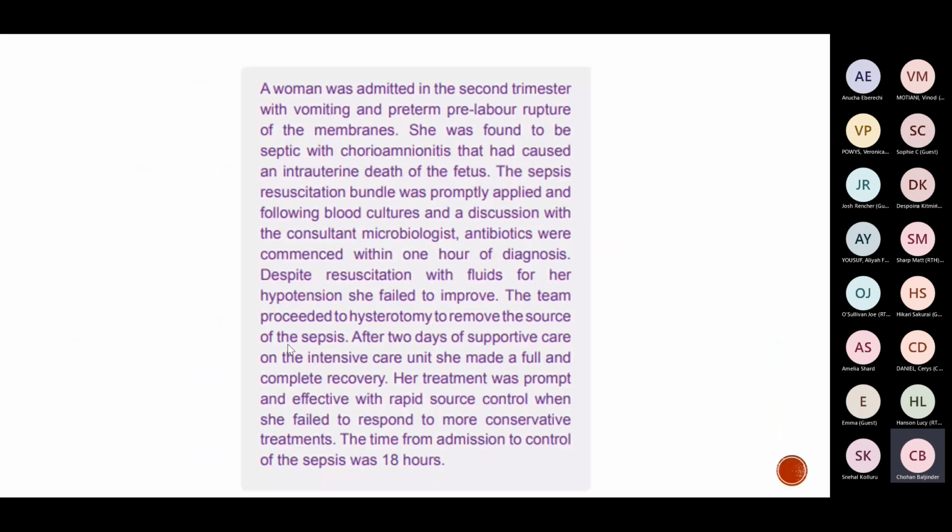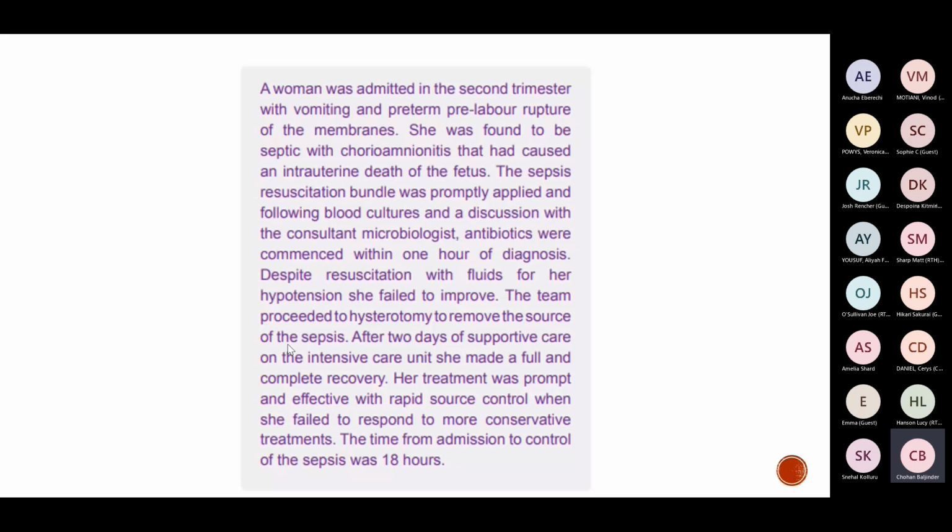So we've got another case, again relating to, I think, chorioamnionitis. So a patient in the second trimester presented with vomiting and preterm rupture of her membranes, found to be septic with chorioamnionitis, and which had caused an IUD.